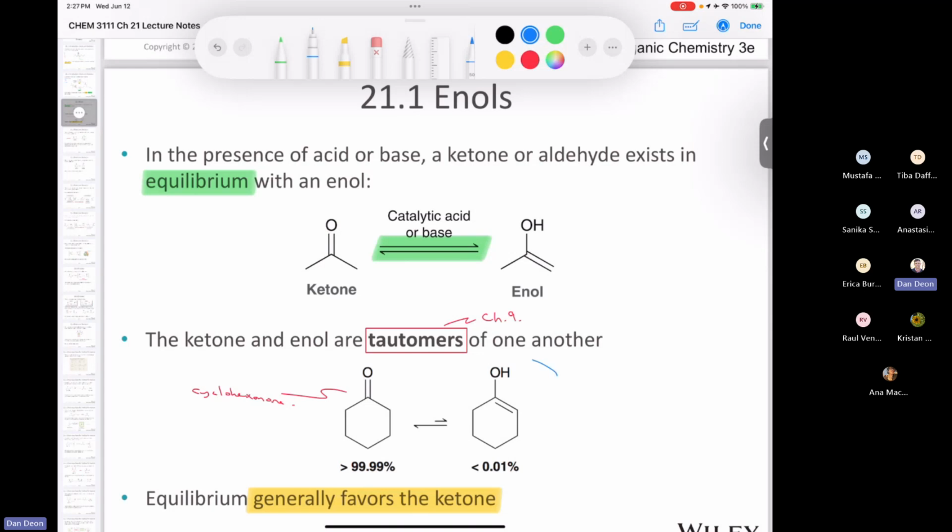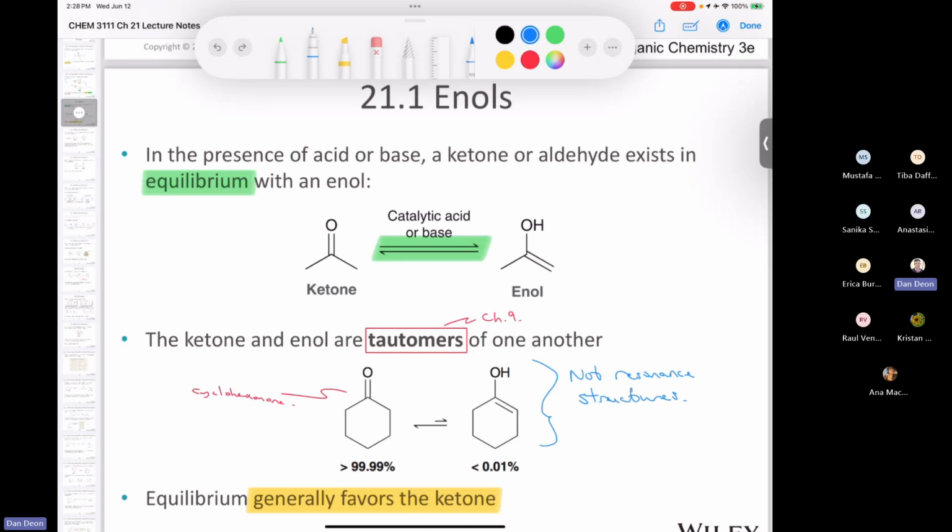But what I want you to remember is that these are not resonance structures. I'm sure you know that already and are fully aware of it. These are isomers of each other, just constitutional isomers, tautomers to be more specific. A number of years ago, I had a student ask me if these were resonance structures. I said no, these are not resonance structures. This is an equilibrium.